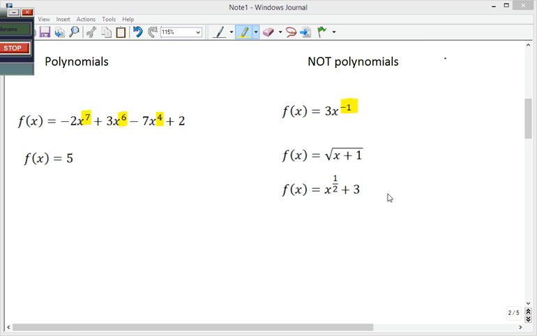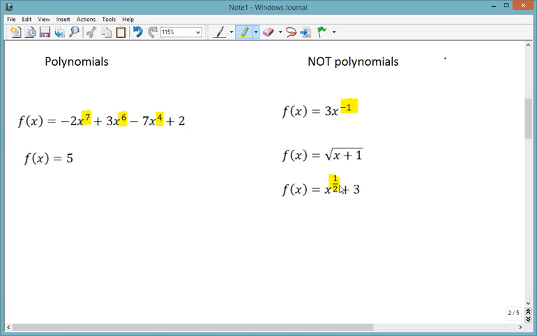These two functions are not polynomials. So a square root is like a fraction exponent, right? And this has a fraction exponent here. So that makes it not a polynomial. And the domain wouldn't be all real numbers, right? So polynomials do not have any square roots or any roots, no fractional exponents, nothing. So even though a cubed root would be all real numbers, it still isn't a polynomial.